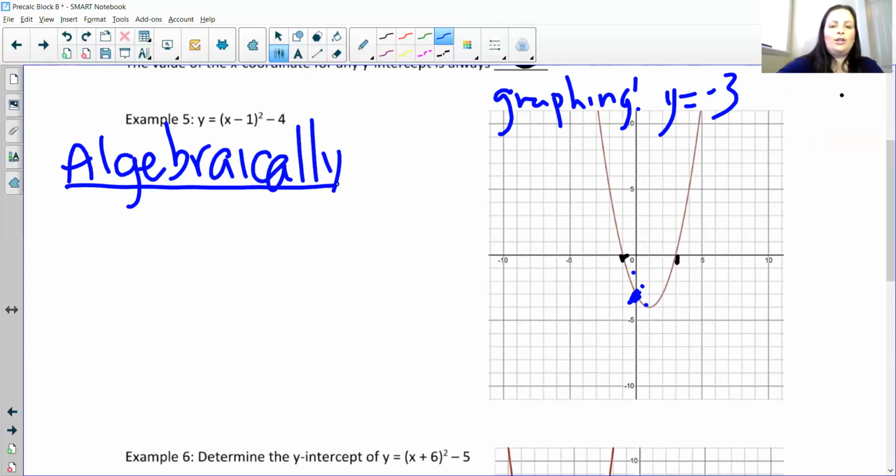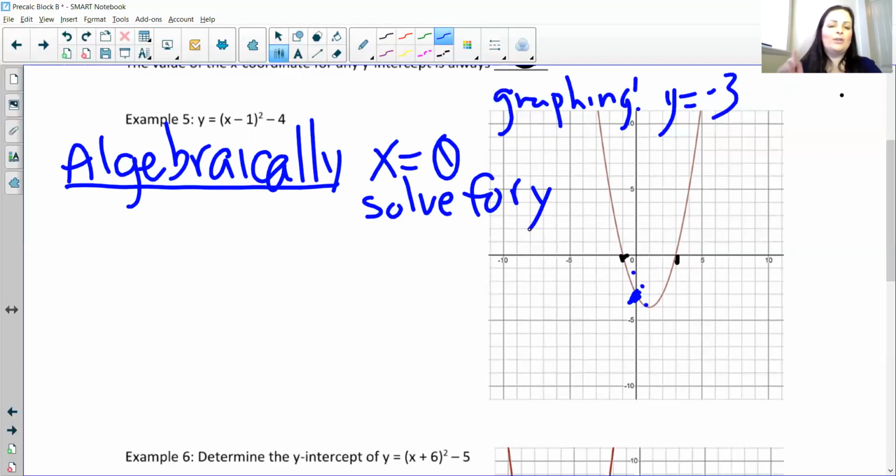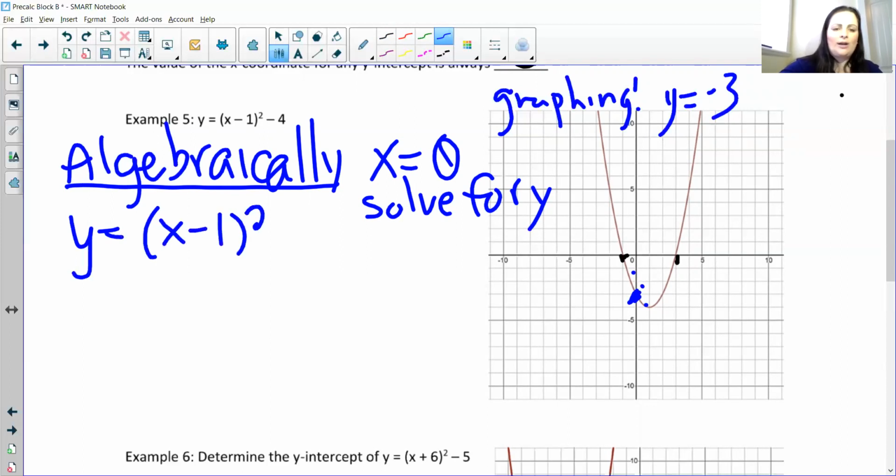So algebraically, we want the value of y when x is 0. So we're going to set x equal to 0, and we're going to solve for y. And the lovely thing about this one is y is already solved for. It's y equals (x minus 1) squared minus 4. Y is already isolated. There's no algebra technically in there. This is just actually straight BEDMAS, straight calculation, where we're just going to follow the proper order of operations to get our answer. So I'm going to rewrite this, but instead of writing x, I'm going to put a 0 in for x.